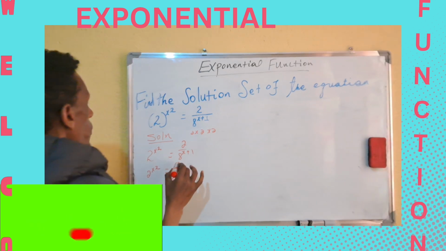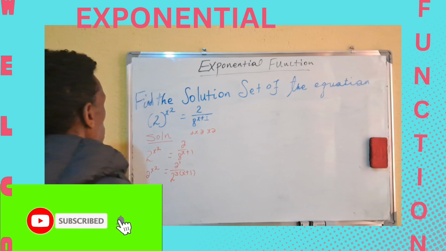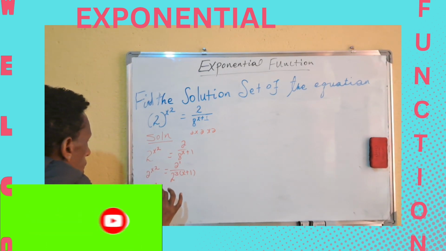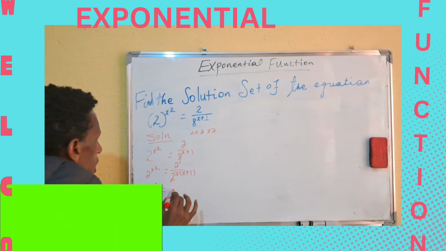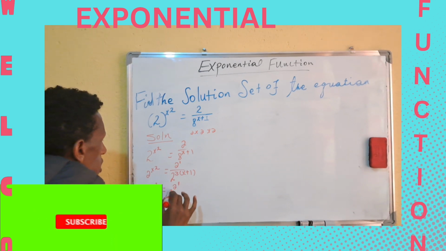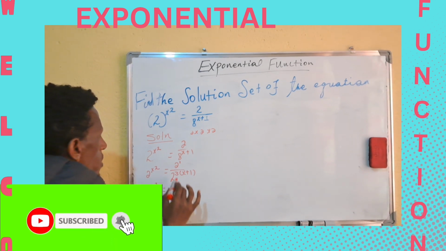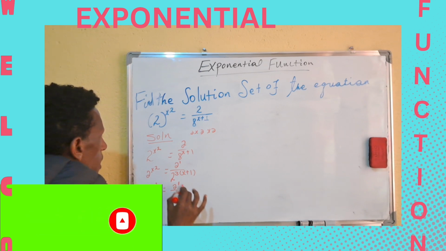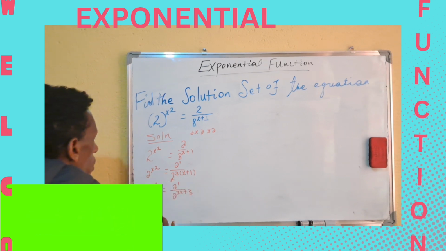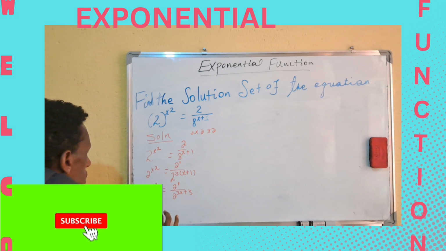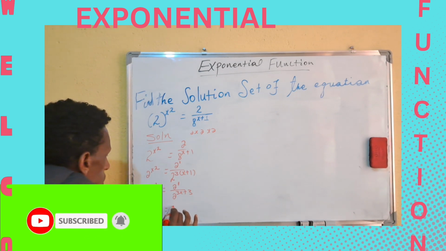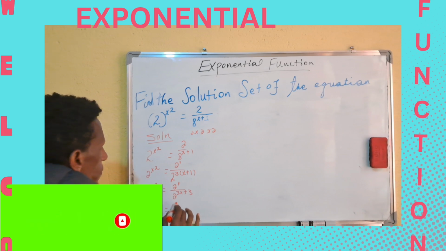Okay, so this 2 is 2 to the power of 1. So 2 to the power of x squared equals 2 to the power of 1 over 2 to the power of 3 times x, which is 3x, plus 3 times 1, which is 3. So 2 to the power of x squared equals 2 to the power of 1 over 2 to the power of 3x plus 3.